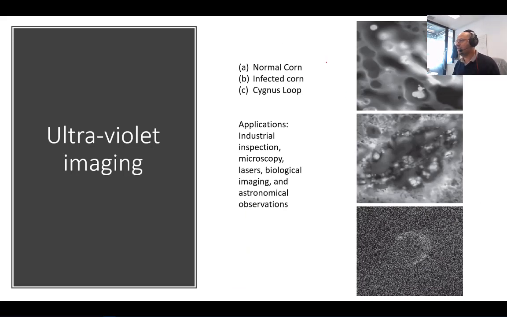Ultraviolet imaging. This is an ultraviolet image of a normal corn. This is an ultraviolet image of an infected corn, where you can use image processing to measure the degree of normalness, or the degree of infection. This is a corn with fungi, and you can actually identify what kind of fungus and how infected this corn is. And this is our friend Cygnus loop again. This is the ultraviolet image of Cygnus loop.